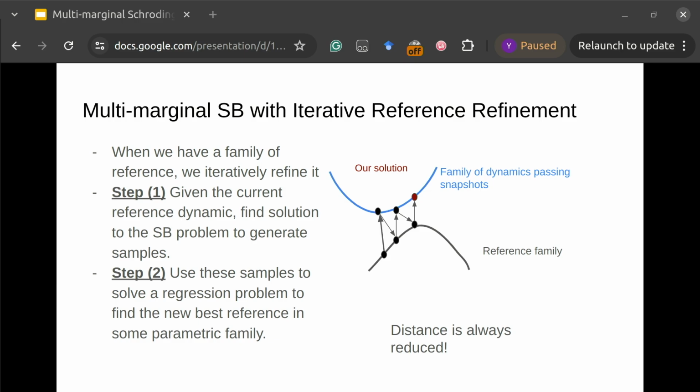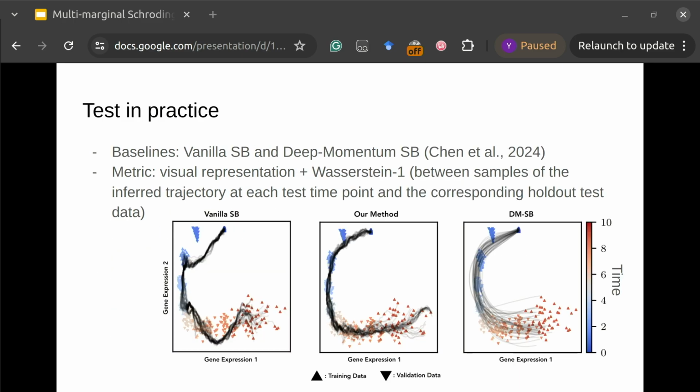And then, after finding this better reference, we can do our Schrödinger bridge again and do that until we're satisfied or converge. Sometimes they converge, it might not be necessary, but until we're satisfied. And by these iterative minimizations, this distance, measured by KL divergence, will always be reduced.